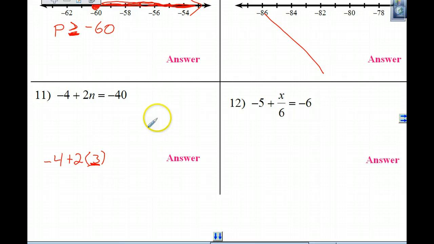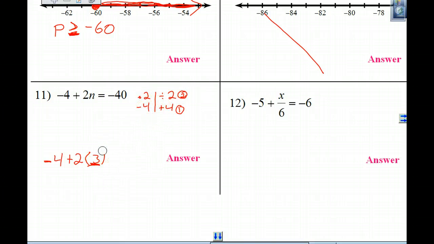What would you have to do first to the 3? Multiply by 2. And then you'd have to subtract 4. So what are we going to do? We're going to add 4 first, and then divide by 2 second. So now you have your steps.